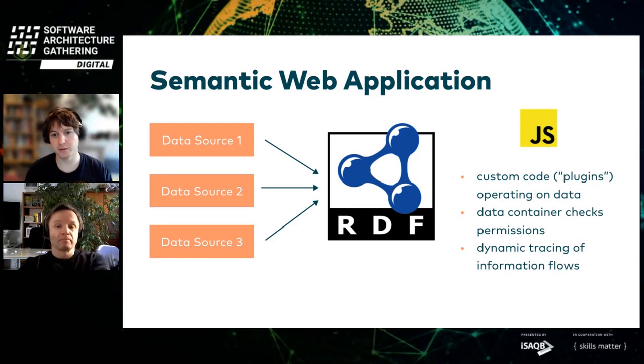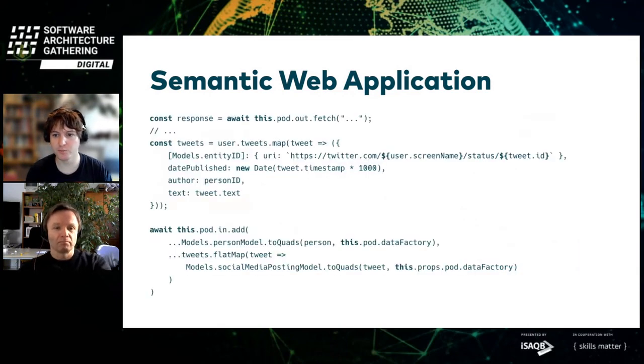So that was a combination of static permission checks plus dynamic tracing of those information flows. There's also an example on the next slide of what it looked like. That was just pure JavaScript code. I know there's a lot going on in the slide, but if you look at the first line, there's a pod.out, which is the thing where you can call out to the outer world, and you can do a fetch request as is usual in JavaScript, and then you do some processing here.